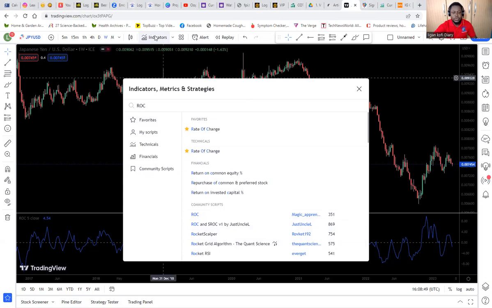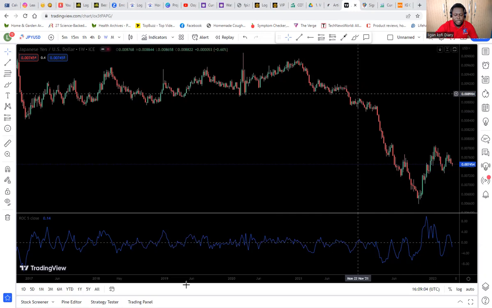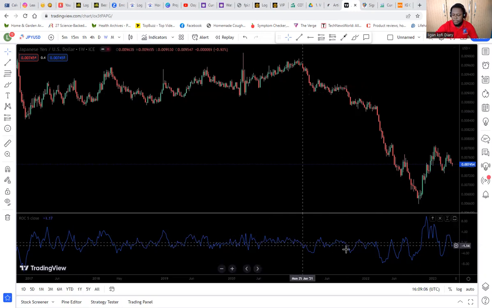So anytime you come to my indicators, you go to the favorites, and then you see the indicators that you have selected to use. You can see rate of change here as the only indicator. You bring it on the chart, you double click on the rate of change, and then it will come on the chart here like this.